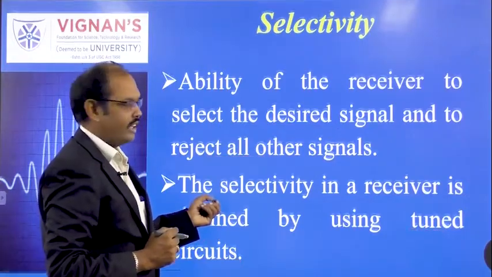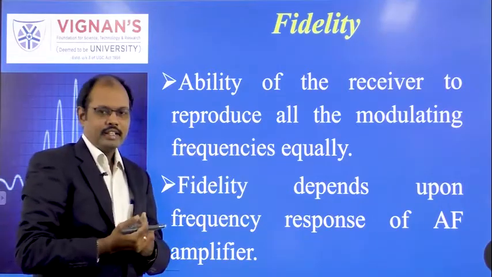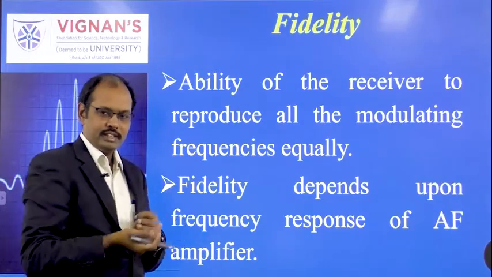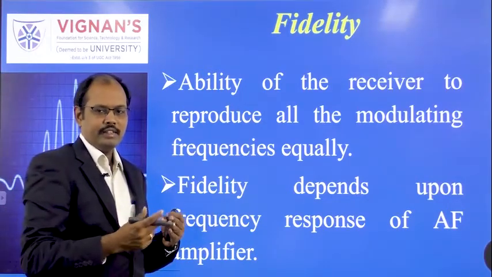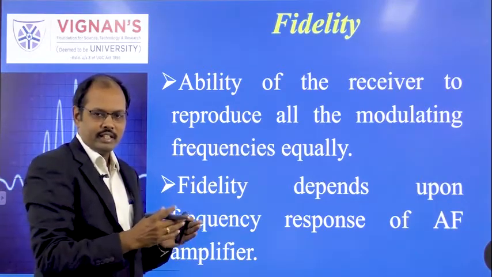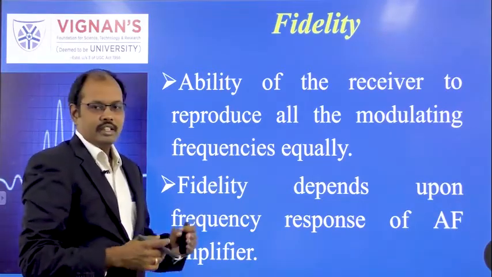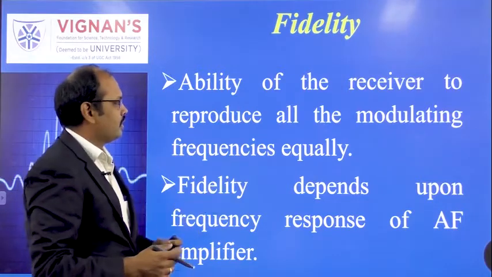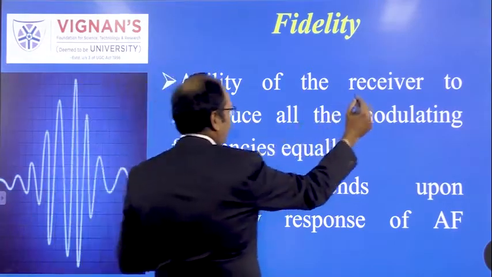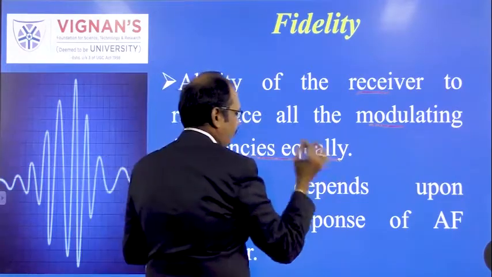What is the next one? Fidelity. Fidelity is the ability of a receiver to reproduce the original signal. We receive the signals; depending upon sensitivity we amplify them, and selectivity identifies the desired signal and the unwanted signal. Fidelity means the ability to reproduce the original modulating signal, that is, the ability of a receiver to reproduce all the modulating frequencies equally.